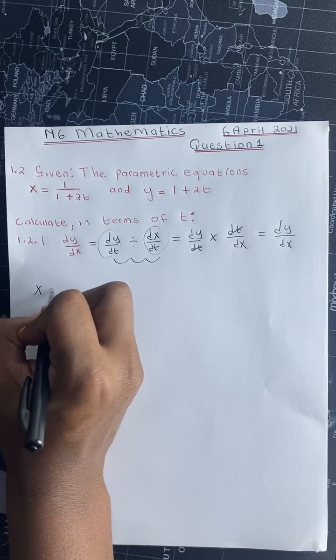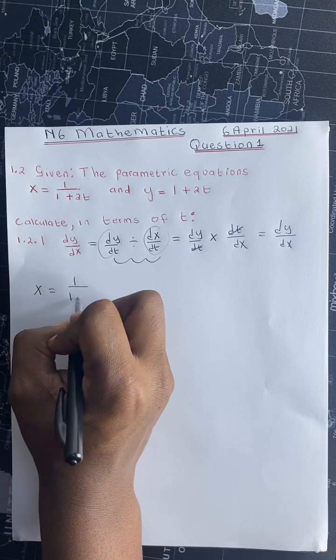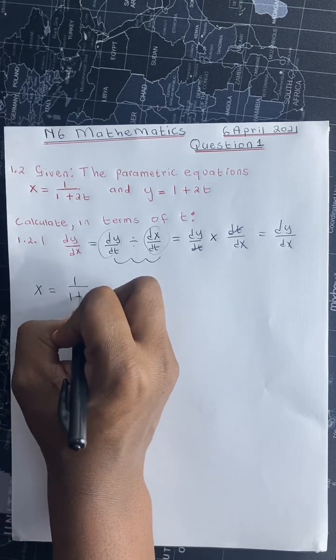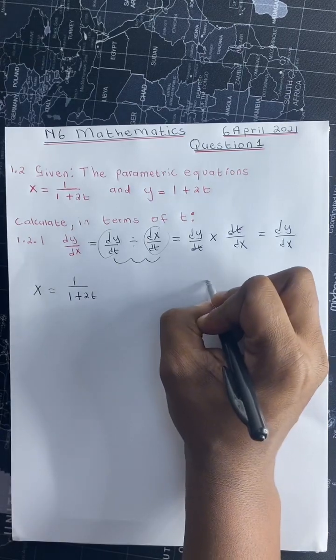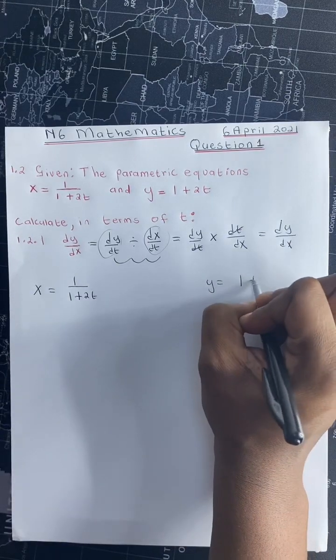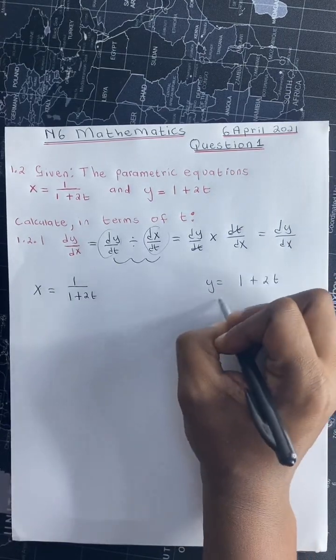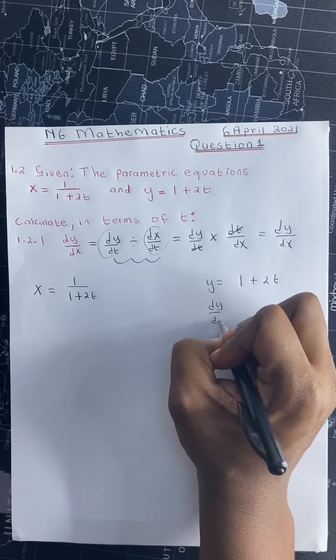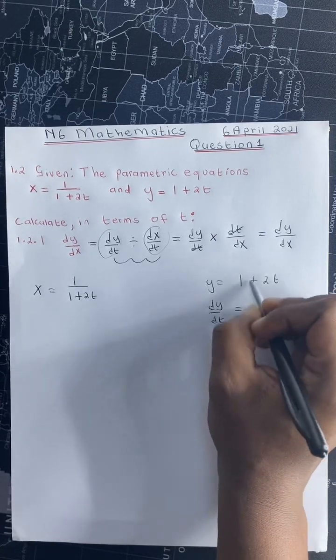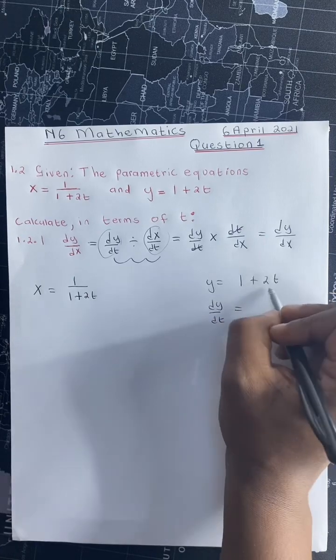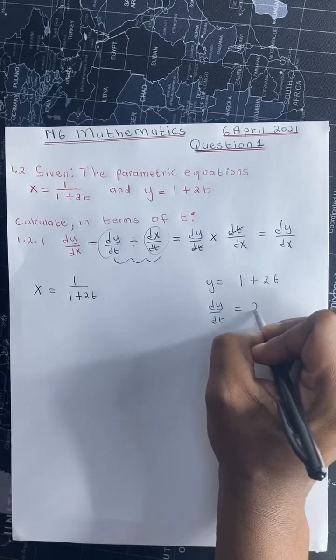So x is equal to 1 over 1 plus 2t, and y is equal to 1 plus 2t. So the derivative of y with respect to t, the derivative of 1 is 0, the derivative of 2t is equal to 2.